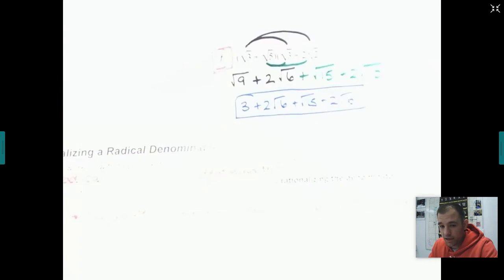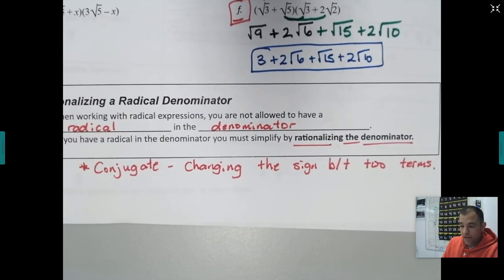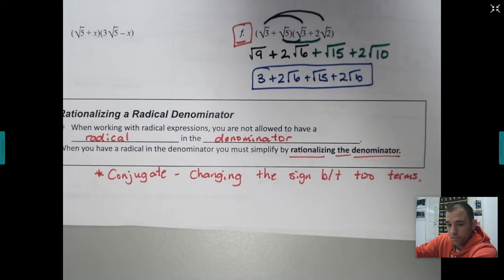When we divide with radicals, we have to do something called, sorry, y'all, my camera's messing up.